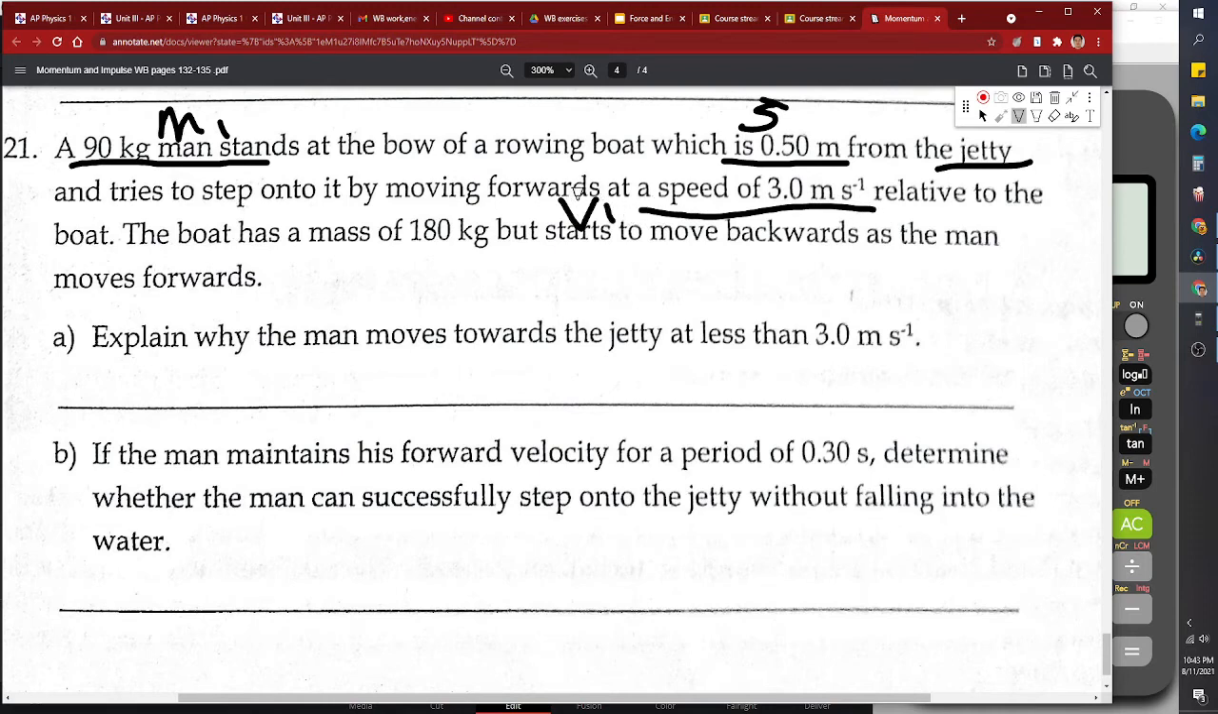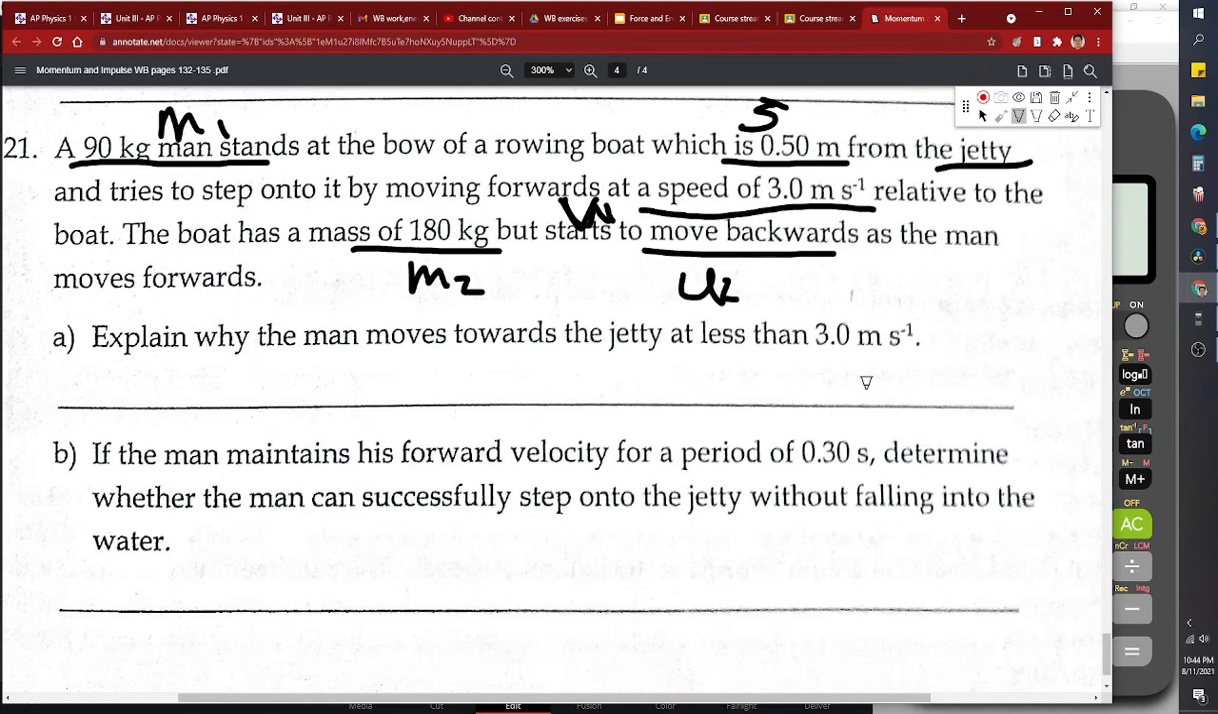In this case, U1, we're going to say U1 then. The boat has a mass of 180, we'll call that M2, and then moves backwards as the man moves forwards. So we have another velocity, U2. Sorry, change that to U. Okay, so we have two velocities, two masses, and the question says, explain why the man moves towards the jetty at less than 3 meters per second.